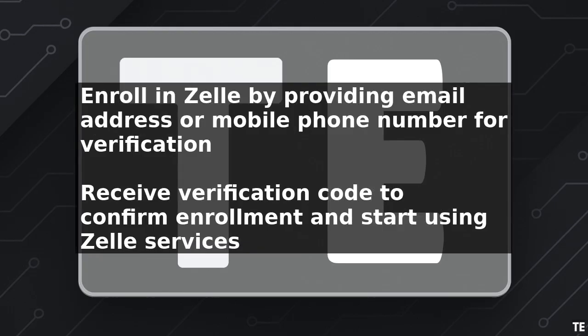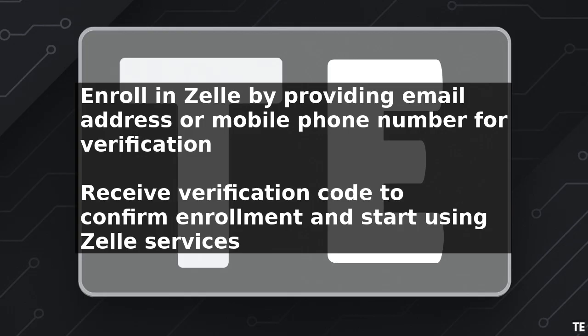After you have enrolled, you can start sending money to friends, family, or anyone else with a U.S. bank account. To do this, select the Send Money option and enter the recipient's email address or mobile phone number. You will then need to enter the amount you want to send and add a memo if you want to include a description of the payment.